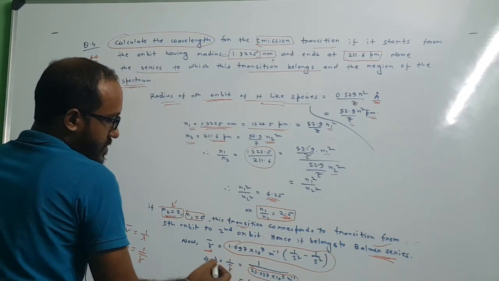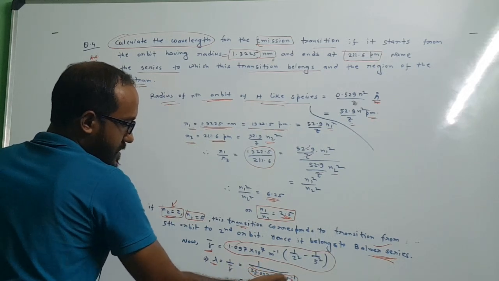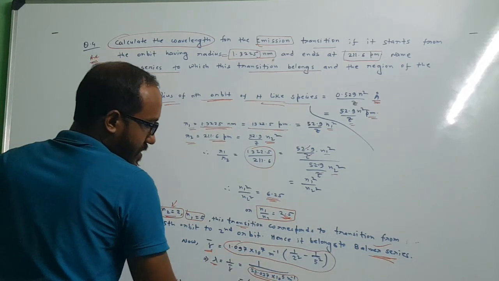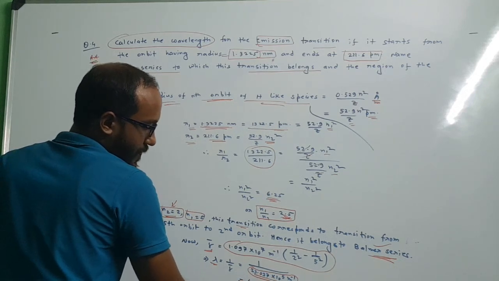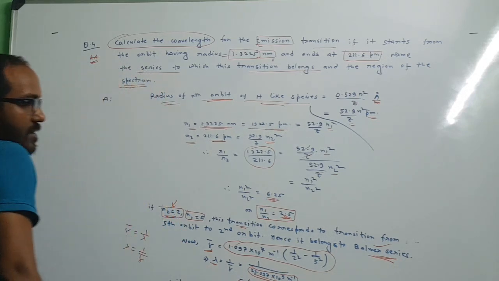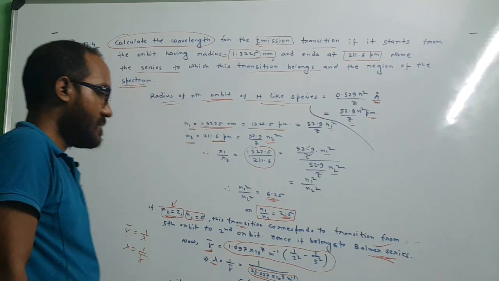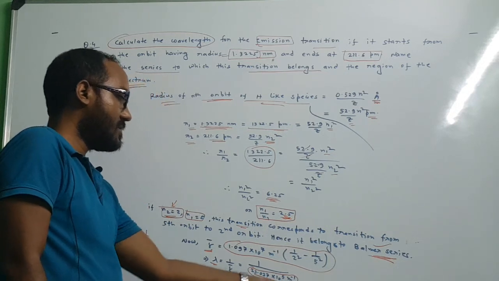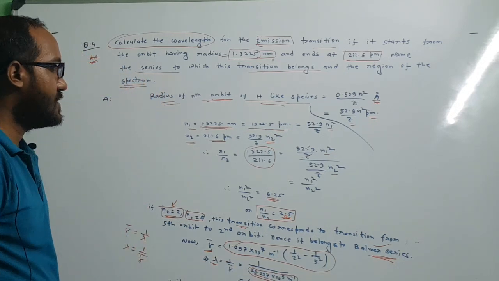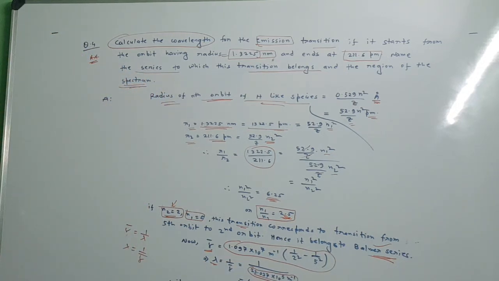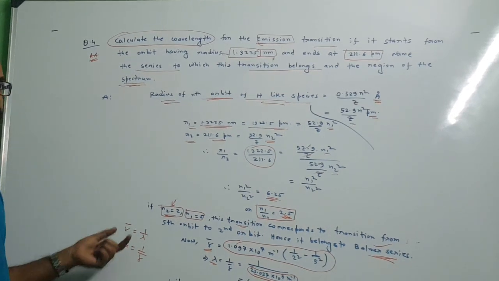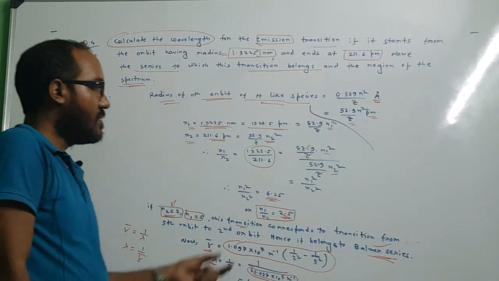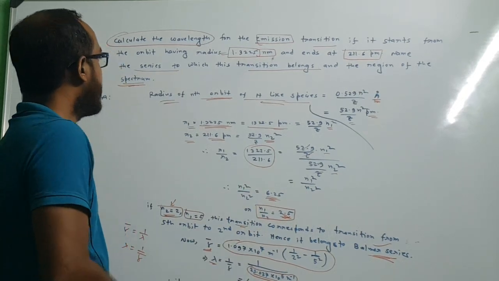So lambda would be 1 by nu bar, that means 1 by this value. After calculating, you will get 434 into 10 to the power minus 9 meter, that is 434 nanometer. And this obviously lies in the visible region. This type of problem is extremely important for your NEET and JEE also. Please refer to this type of problem.